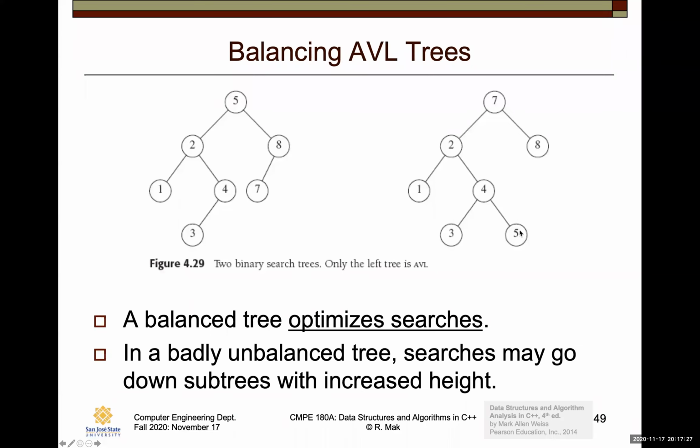So this is a suboptimal search. In fact, in a truly unbalanced tree, all the nodes only have a left child, and so it just becomes a linked list that goes all the way down the left-hand side, and then of course the searching is going to be much longer than if you had a balanced tree. So that's why we want to have balanced binary search trees to optimize the searching.